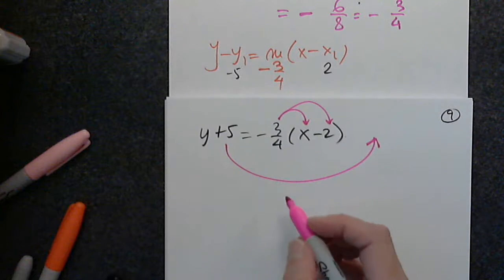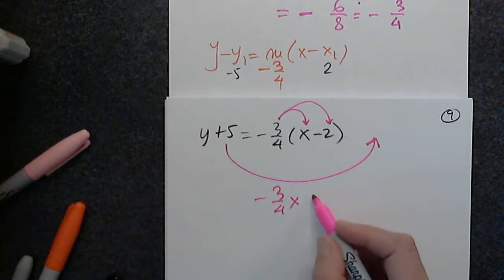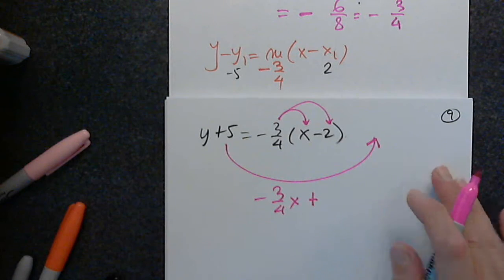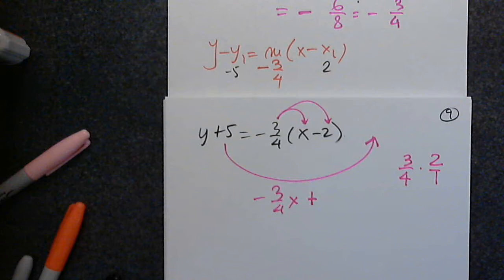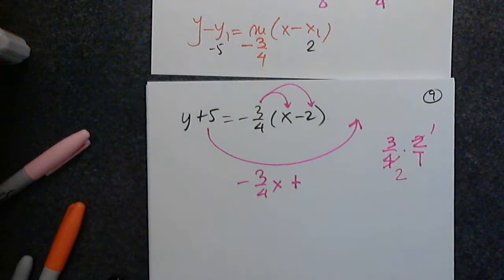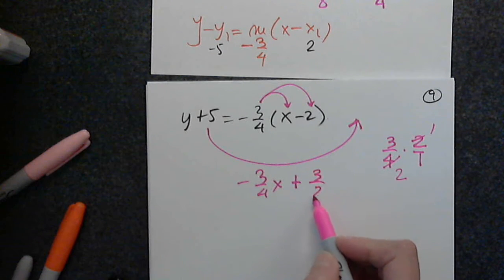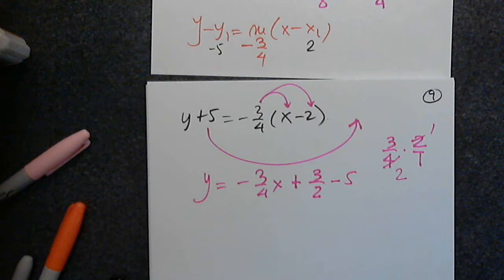So when I distribute negative 3/4, negative times negative will become positive. Let's multiply on the side. 3 over 4 multiplied by 2 over 1. It's always wise to simplify first before you multiply. So then you get 3/2, and then you will bring a negative 5, and that's your y.